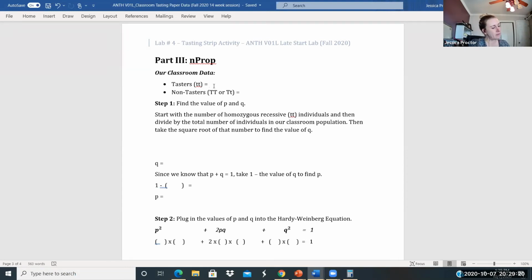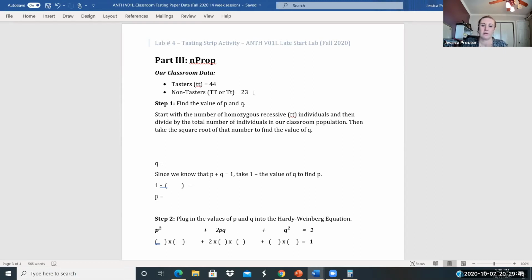All right, for PROP, we have 44 of us are tasters. So 44 of us are homozygous recessive, and then 23 of us are non-tasters. So for this chemical, if you're a taster, you're homozygous recessive, and if you're a non-taster, then you're either homozygous dominant or heterozygous.